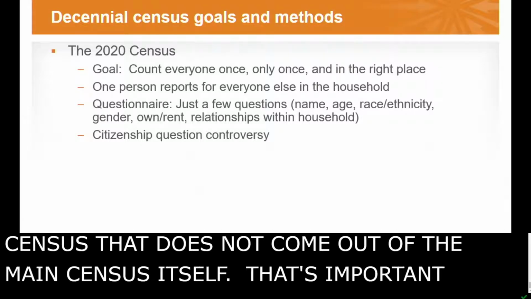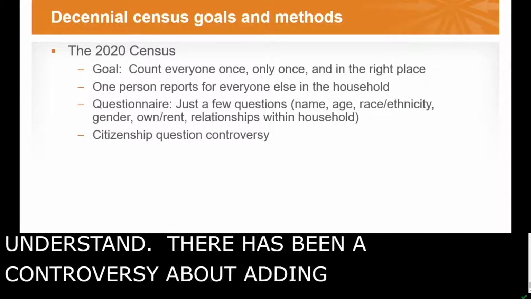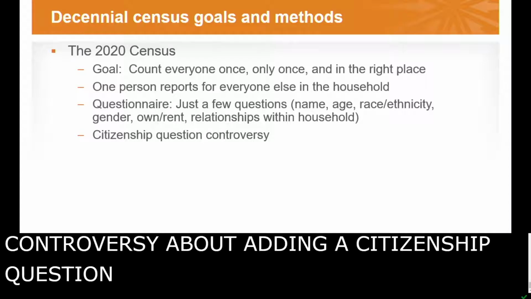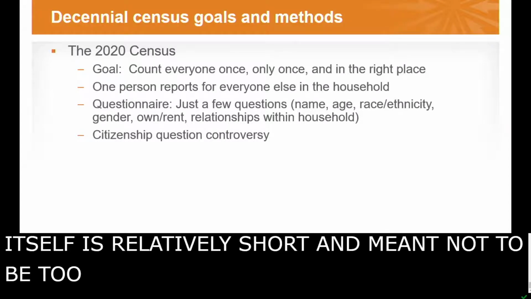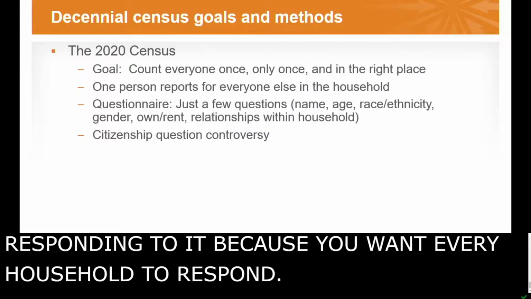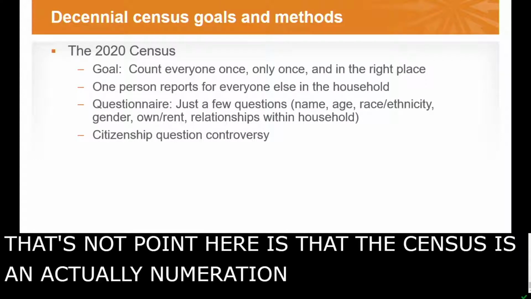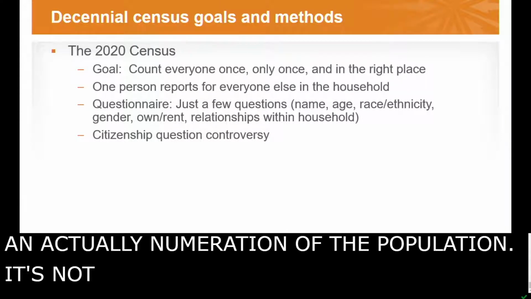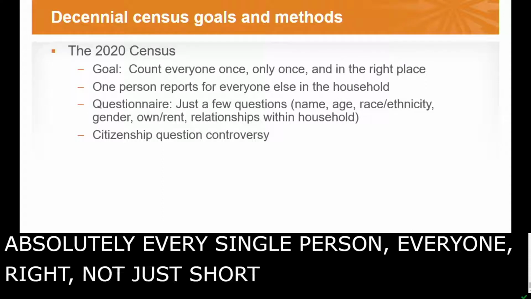There also recently has been a controversy about adding a citizenship question to the census, because again, the main census form itself is relatively short. It's meant to not be too much of a burden for the people who are responding to it, because you want to have every household respond, right? The goal, and that's another important point here, is that the census is an actual enumeration of the population. It's not a sample. You want to count absolutely every single person, everyone, right? Not just sort of a representative chunk of those people, but everyone.